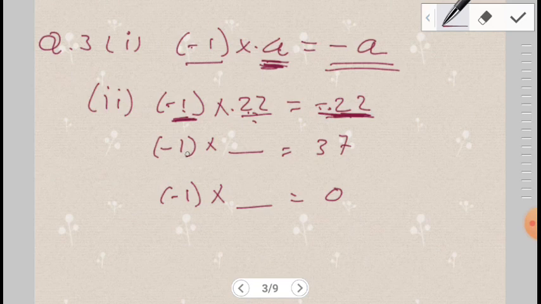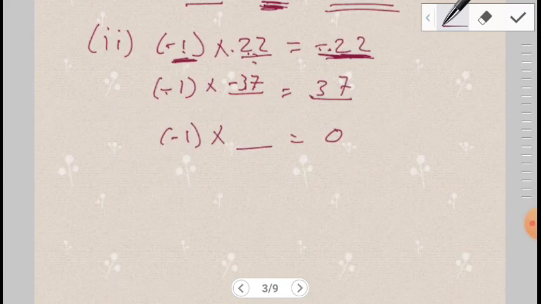Next, minus 1, what should I multiply with the minus 1? So I will get plus 37. So simple, I will multiply here minus 37, because minus minus is plus and 37 ones are 37. In the last, what should I multiply with the minus 1 to get 0? It's simple. If I multiply any number with 0, I will get 0. And 0 has no sign. That means 0 is not positive, not negative. That means it is neutral.